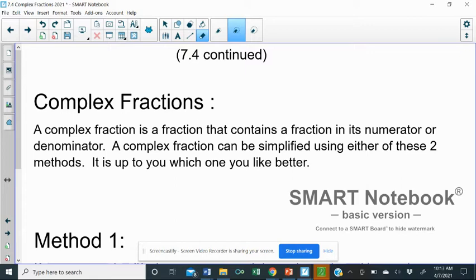But anyway, we are continuing with section 7.4. All right, we did adding and subtracting rational expressions. So now we're going to continue that with complex fractions. Remember, a complex fraction is a fraction within a fraction. It can be simplified by 2 methods. It does not make a difference which method you like best.